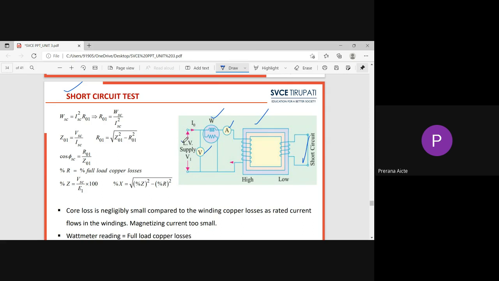When we apply the reduced voltage by using an autotransformer, we observe the ammeter. When the ammeter reads the rated current, we stop increasing the applied voltage. In this case, reduced voltage is applied to the high voltage winding, and still rated currents flow through the primary as well as secondary windings of the transformer. When the ammeter reads the rated current, the wattmeter gives the full load copper losses, and the ammeter gives the full load current.